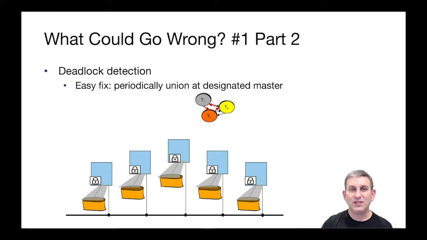So deadlock detection is easily fixed. Periodically, each of the nodes ships its waits for graph to a designated master node. It can be any one of the nodes that's designated as the deadlock master. And at that master, it gathers up the union of all the edges of all the waits for graphs, and it forms a global waits for graph. If the global waits for graph has a cycle, that means that transactions are waiting for each other in a cycle and there's a deadlock. And then in the usual manner, you can abort one of those transactions to break the cycle.